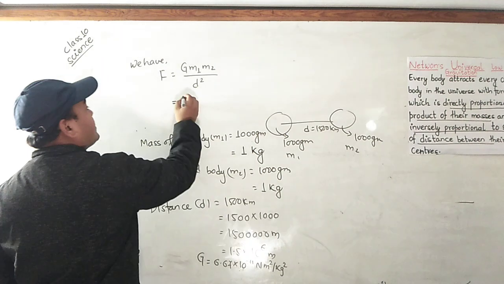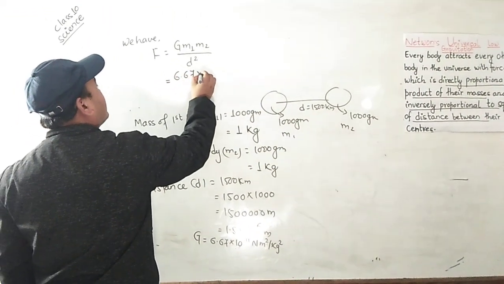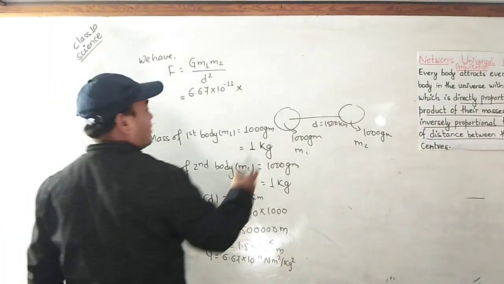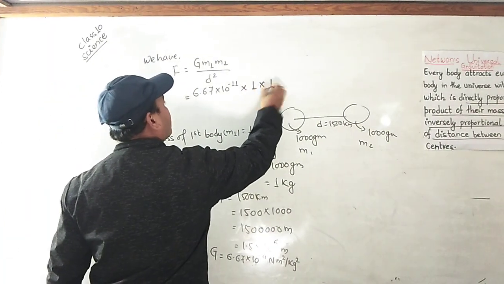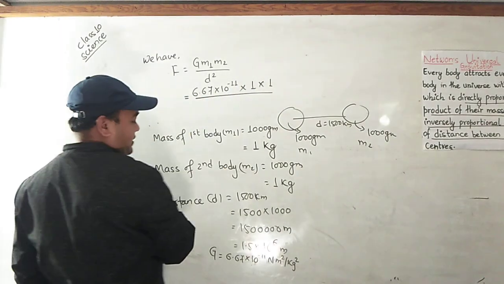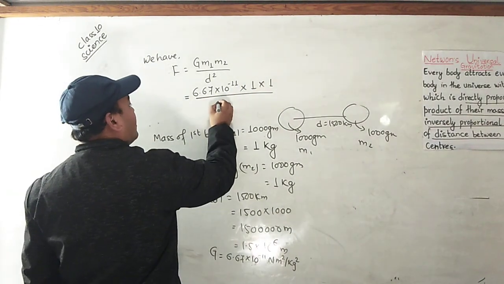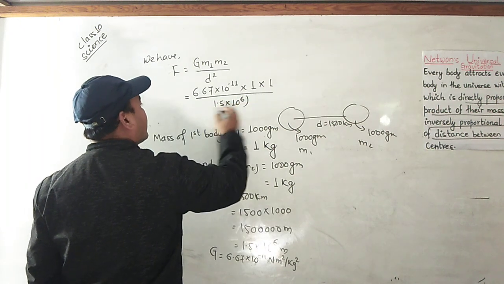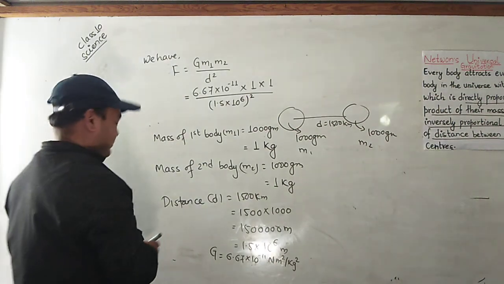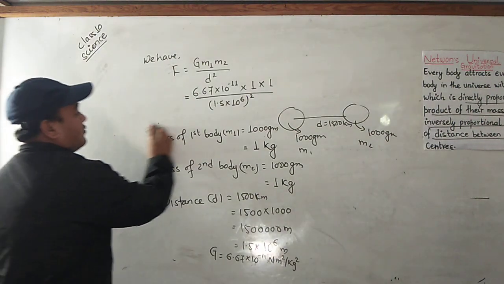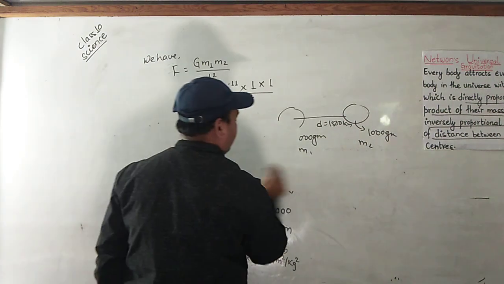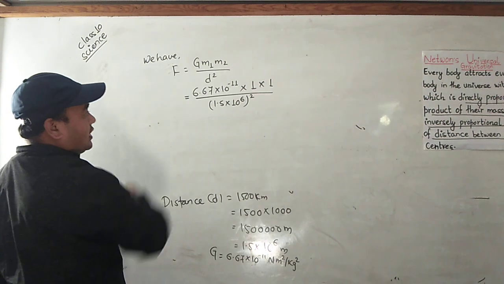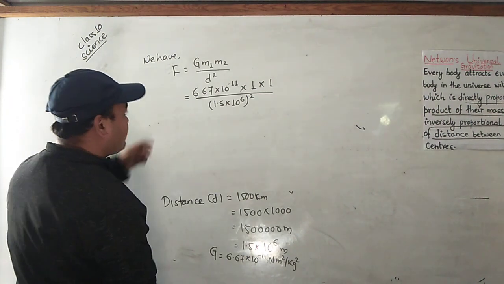The value of capital G is 6.67 into 10 raised to power minus 11, and M1 is 1 and M2 is also 1. The value of D is 1.5 into 10 raised to power 6 and again whole square. We don't write units here, it will be inconvenient while writing the units while solving the numerical.